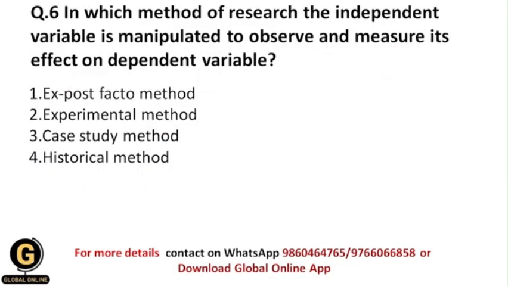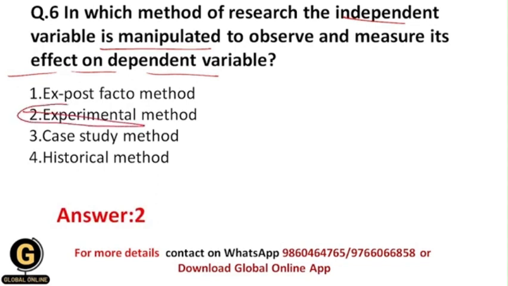In which method of research is the independent variable manipulated to observe and measure its effect on the dependent variable? This is the easiest question, and obviously the correct answer for this is the experimental method, because this is the only research method whose salient and unique feature is that we manipulate the independent variable and observe and measure its effect on the dependent variable.